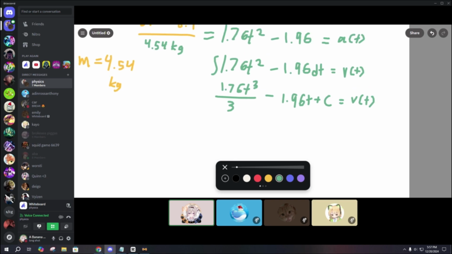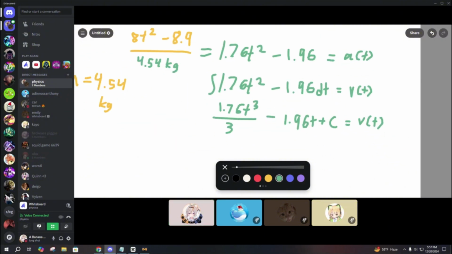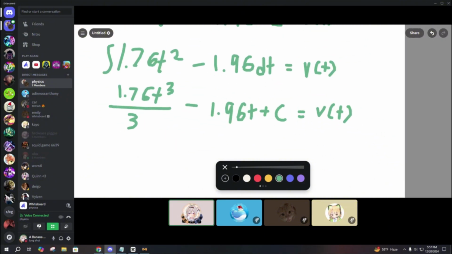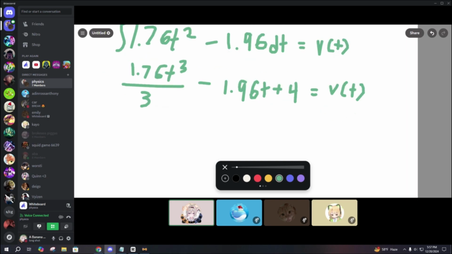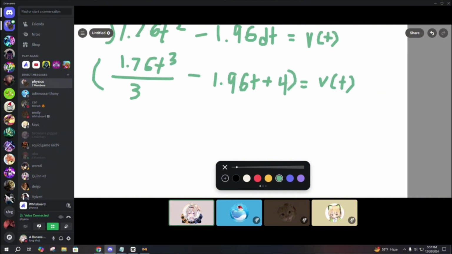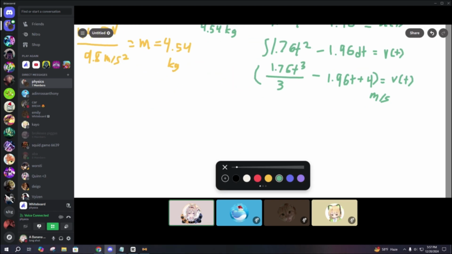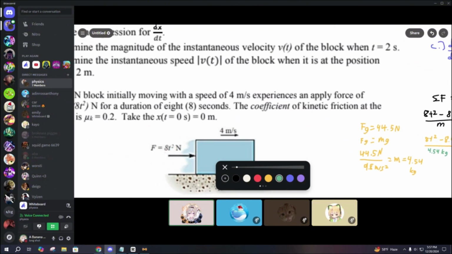Well, what is C? Well, I know that the initial speed of the block is 4 meters per second, right? And that means v of 0 is going to equal 4. Well, if I plug in 0 here and 0 here, these just turn into 0. They're negligible. So that means C is equal to 4. So that's what I'm going to change my C into. 4. And this is my v of t function. This is in meters per second. So I can just parentheses this, I guess, and then show meters per second. And this is also in meters per second. Now, that's my velocity function, v of t.